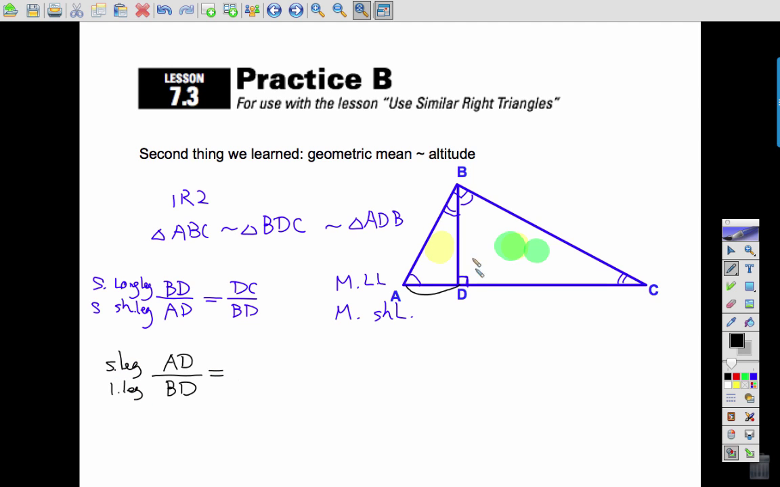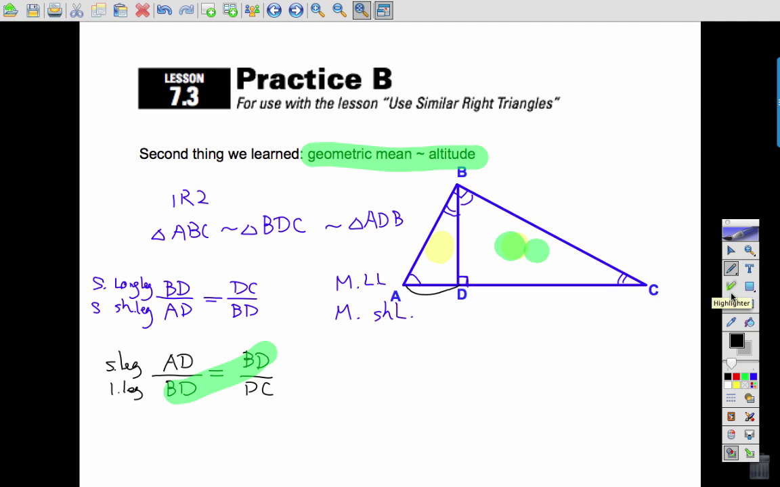Now I look at the middle triangle. My short leg is BD. My long leg is DC. Do you notice that however I set it up, I have my BD, which is my altitude, as my geometric mean. That's where it comes from.